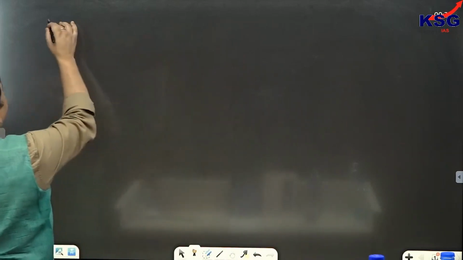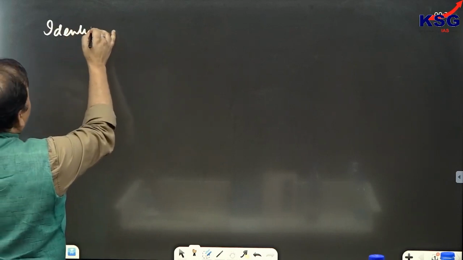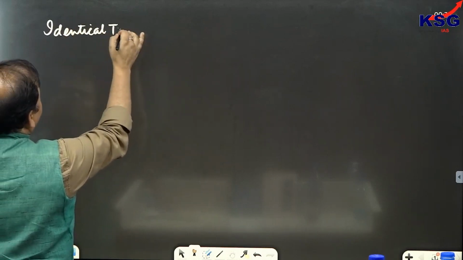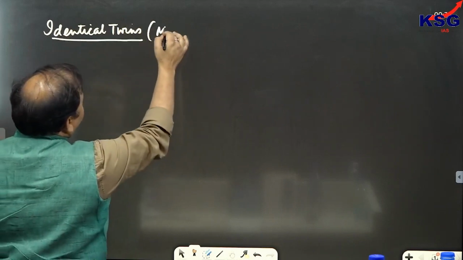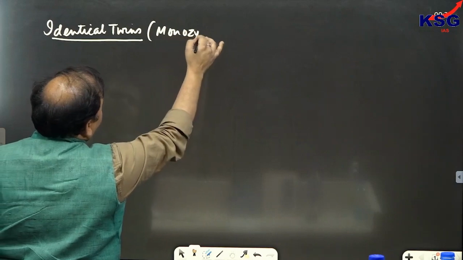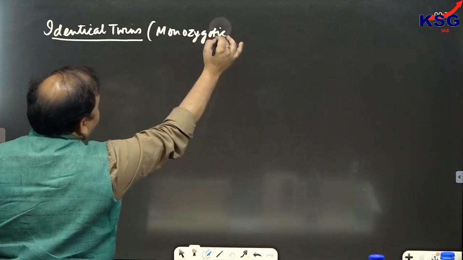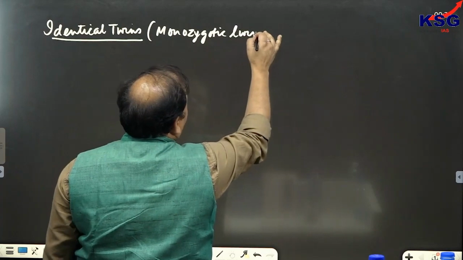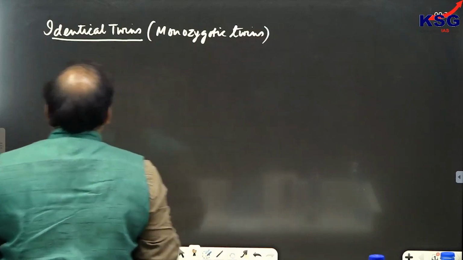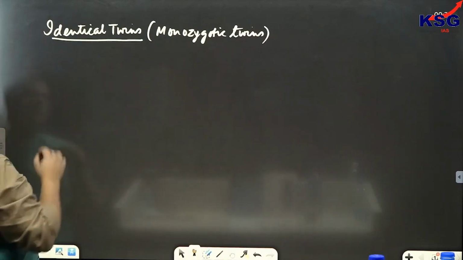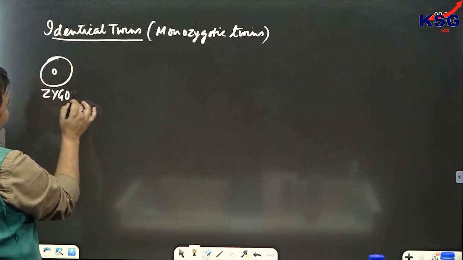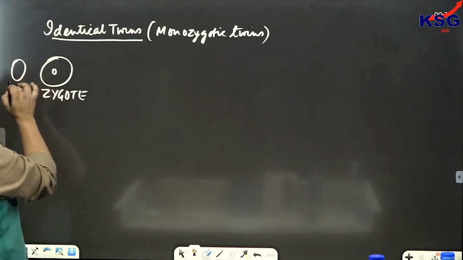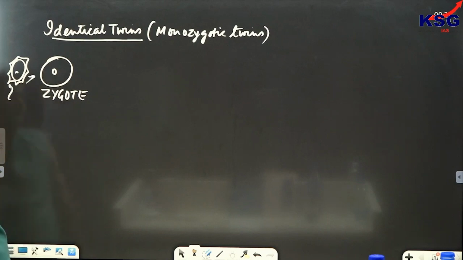And you would have seen twins. Some twins are called identical twins. Identical twins are also called monozygotic twins. So they look similar, but how are monozygotic twins formed? See, suppose this is a zygote which has been formed after fertilization of the egg of the mother with the sperm of the father.